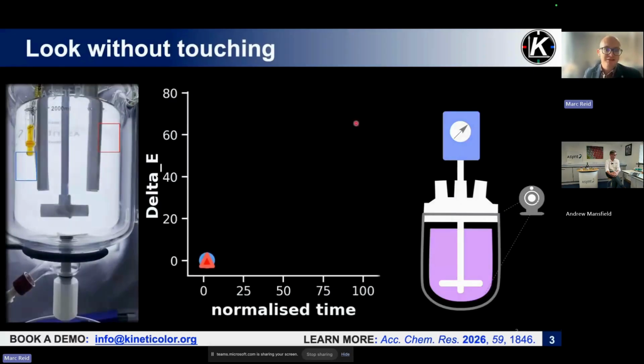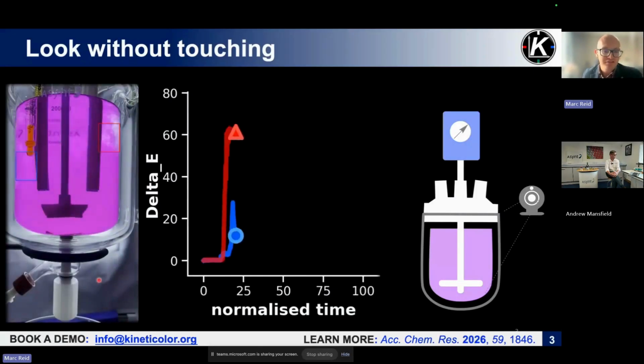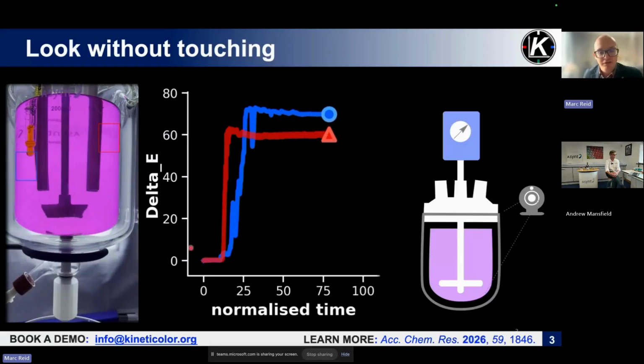What comes from that is a process of being able to turn video data like this one on the left-hand side into time-resolved kinetic information on the right-hand side. And what you can see here in this time-resolved plot is an example of how we can look at two areas within the same reaction vessel and plot the difference in the rate of colour change over time. We'll get into what the metrics mean, but all you need to see right now is that we're looking at two different areas of the same vessel and showing that mixing occurs at different rates in those different parts of the same vessel.